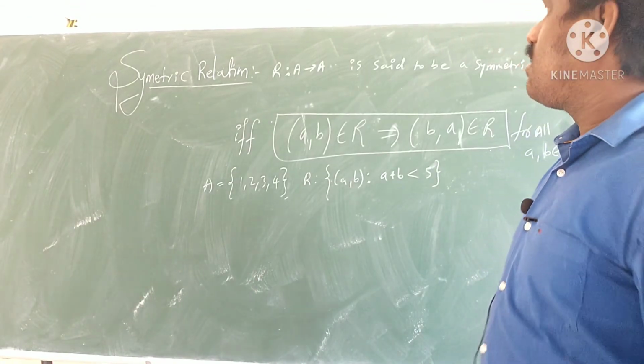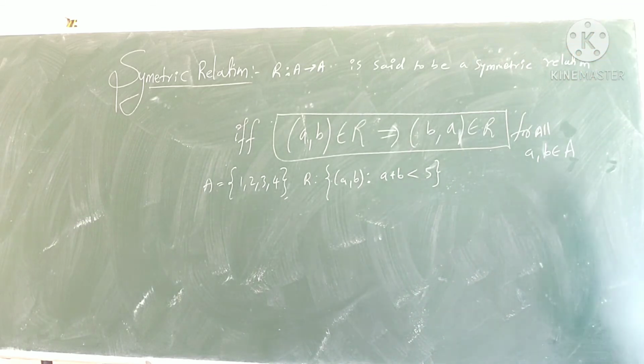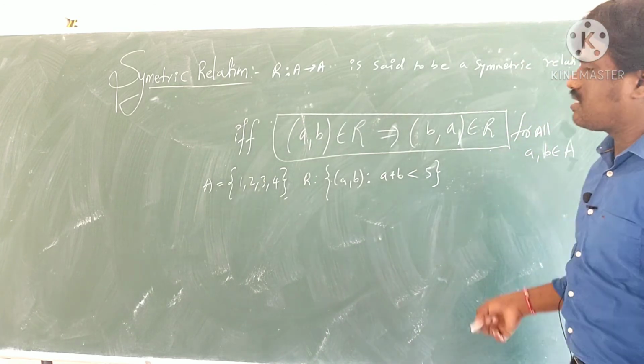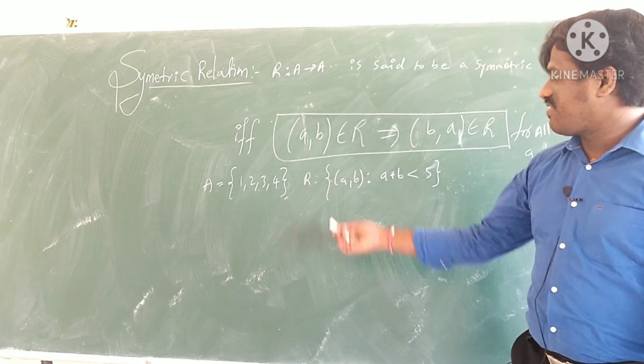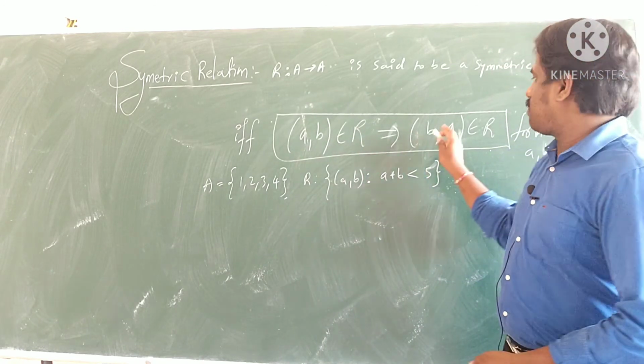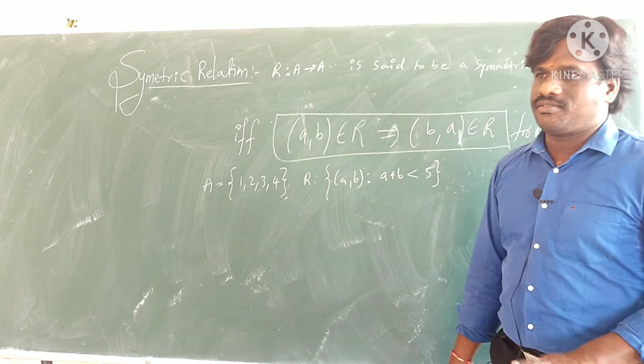See, symmetric relation. A relation R from A to A is said to be a symmetric relation. What is a symmetric relation? If (A, B) is in the relation, then (B, A) must also be in the relation.